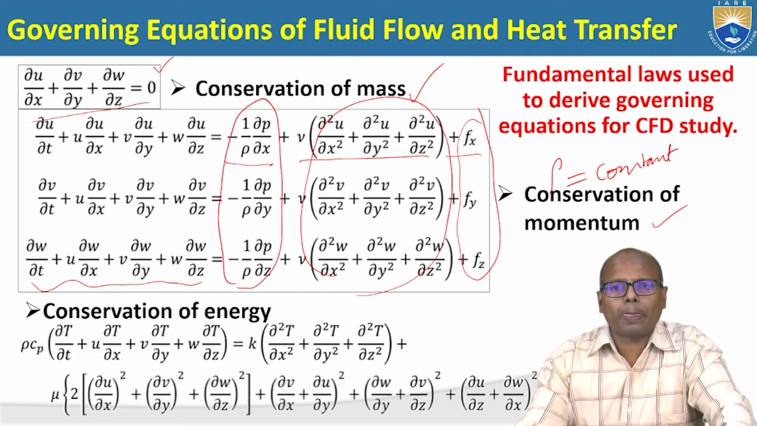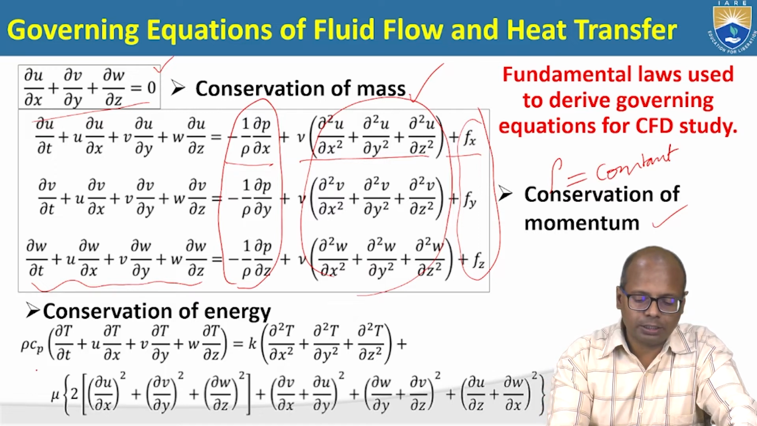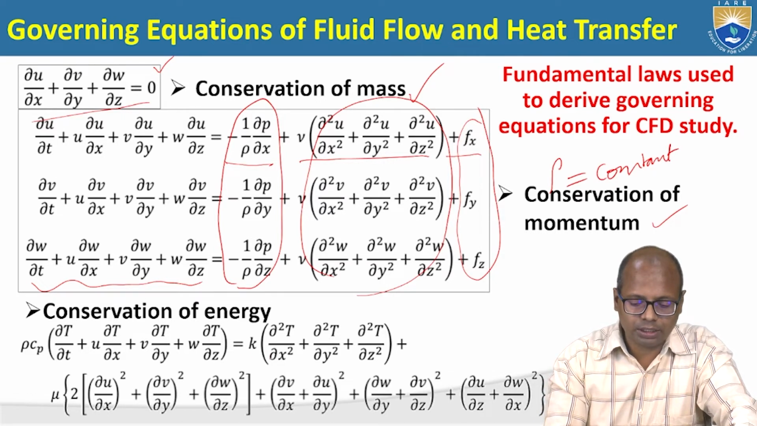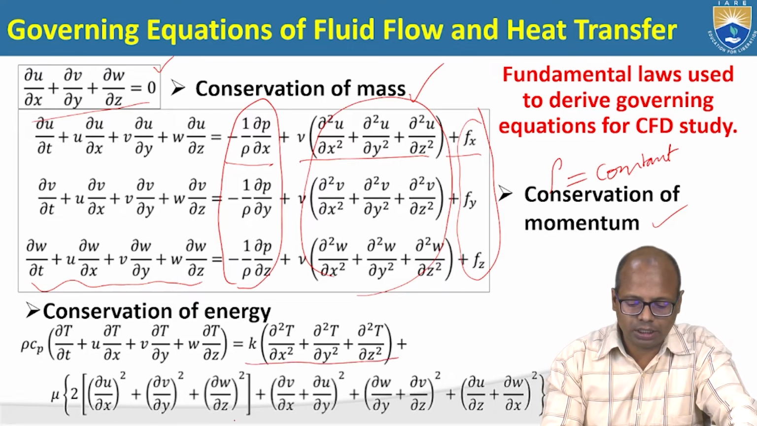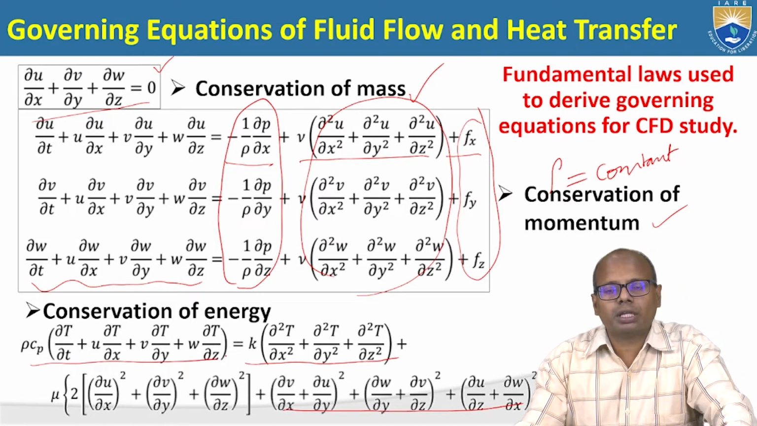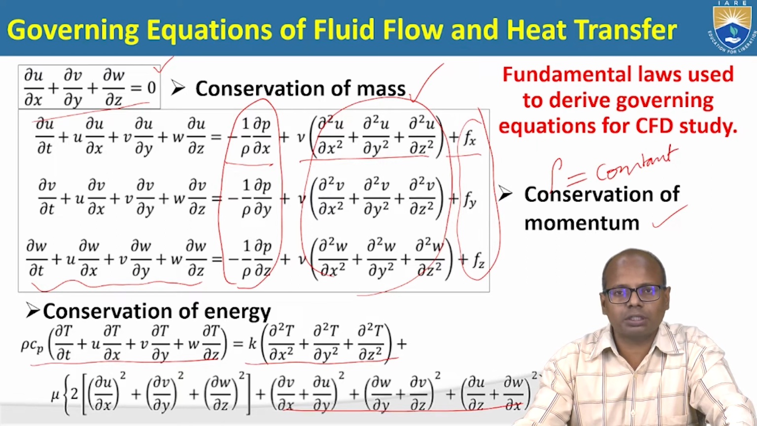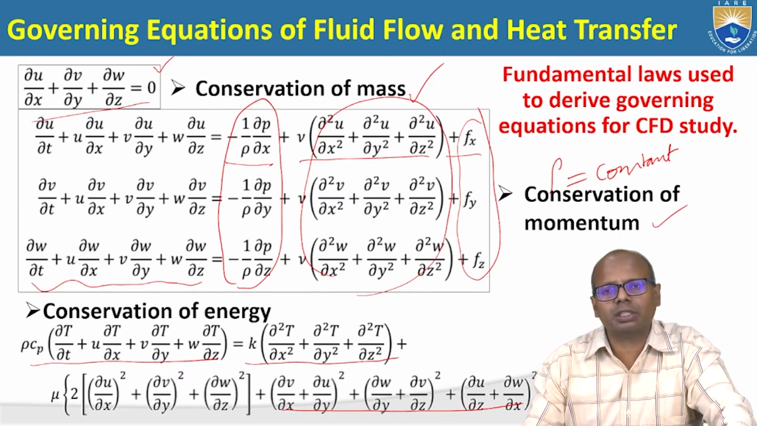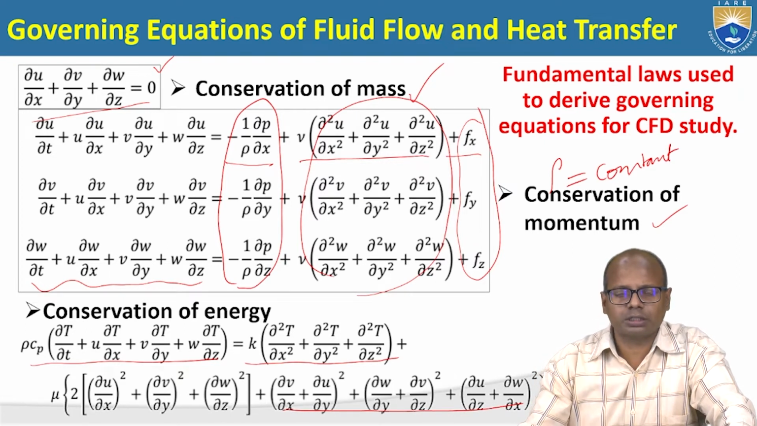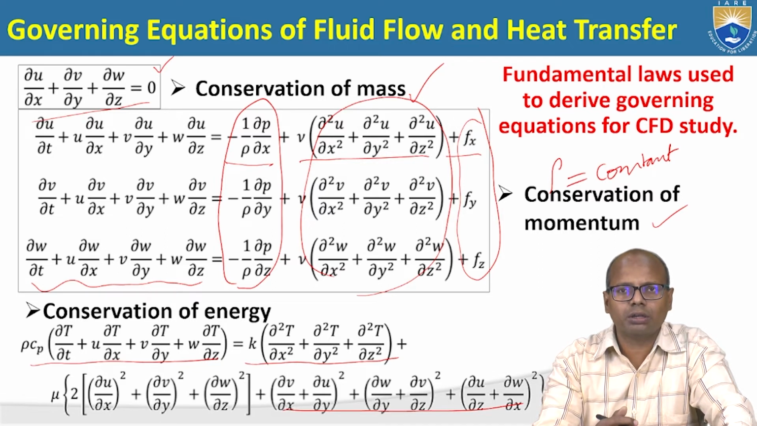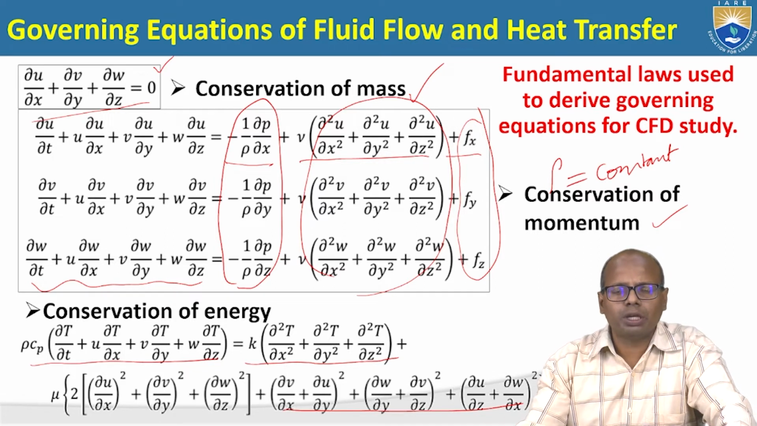So the next equation is the conservation of energy equation. This is one term, this is another term, and this is another term. Energy can be transformed from one form to another form, and that is the basis of this energy equation. It is the first law of thermodynamics. Based on the first law of thermodynamics, generally we derive this equation. We will see the derivation of these equations in the coming lectures. For the time being, these are the governing equations which govern the fluid flow.